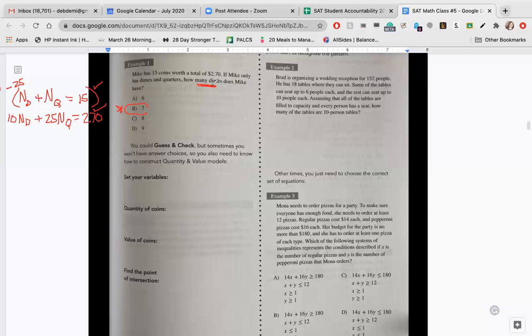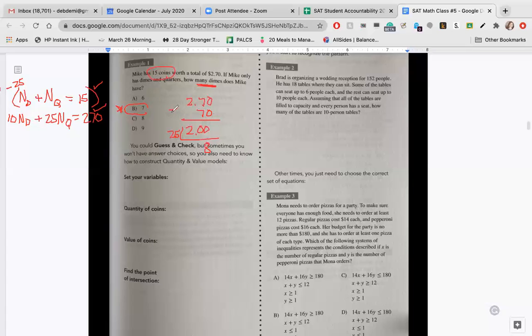So how many dimes? If there's 7 dimes, that'd be 70 cents. So it'd be 270 minus 70 cents, which leaves $2. Then he has 15 coins, so this would be 7 dimes. And so we would divide this by the quarters, divide it by 25, and we would get 8. And look at that, that adds up to 15 coins.